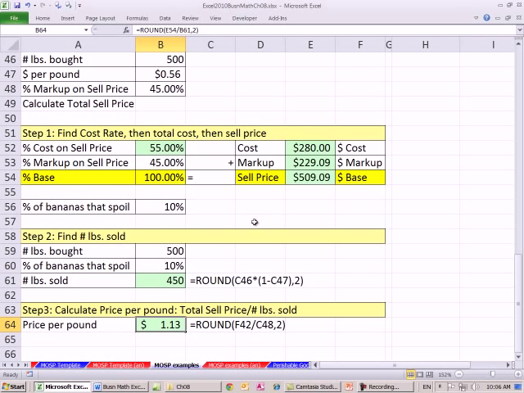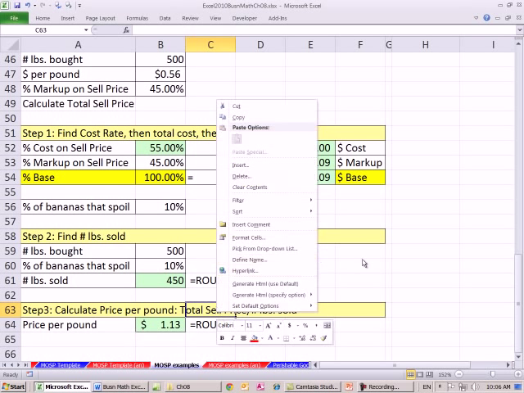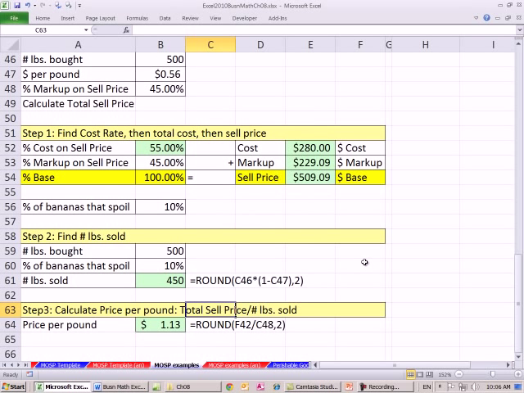All right, so those were four examples of markup on sell price. And this last one was actually an example of perishable goods. In our next video, we'll talk a little bit more about calculating the price you would charge for perishable goods. All right, see you next video.